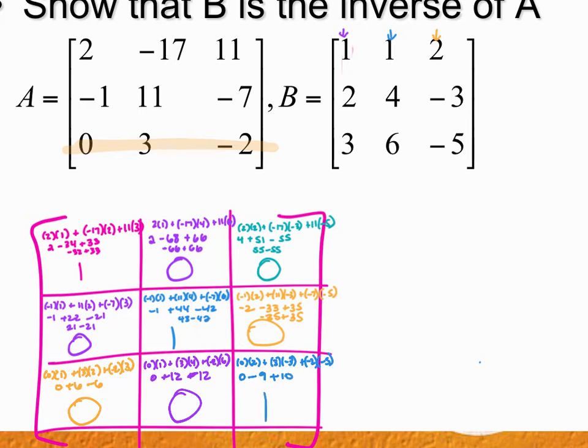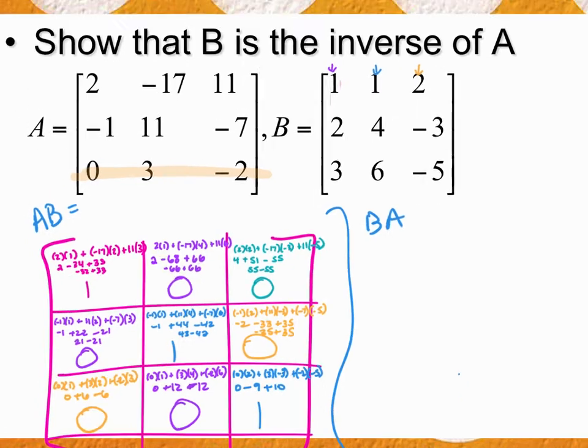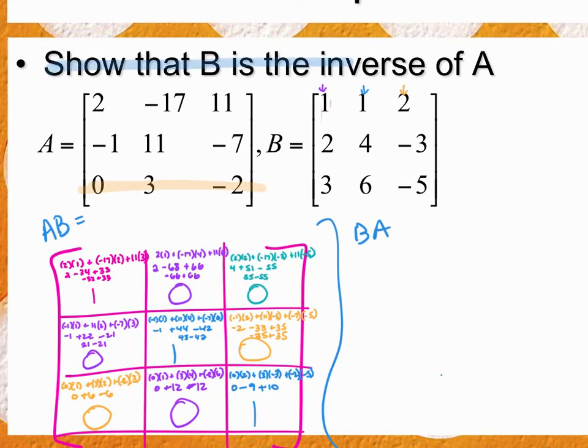Am I done? No, we have to do the other way. I'm not going to do it because guess what? The answer's going to be right. Just know that in order to prove it, you have to do it both ways. Look at your face. Yes, you have to do it both ways. So if one way is correct, does that mean the other way is correct? No. This, yes, because it literally says in the directions, show that it's the inverse.